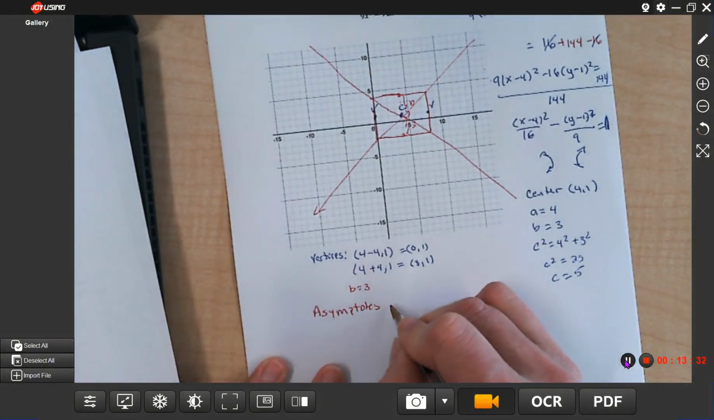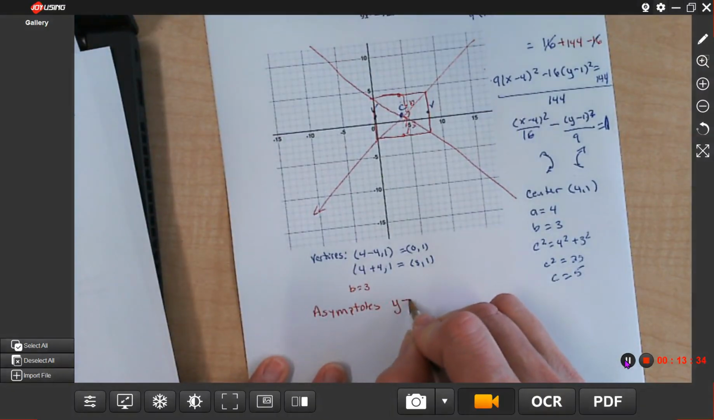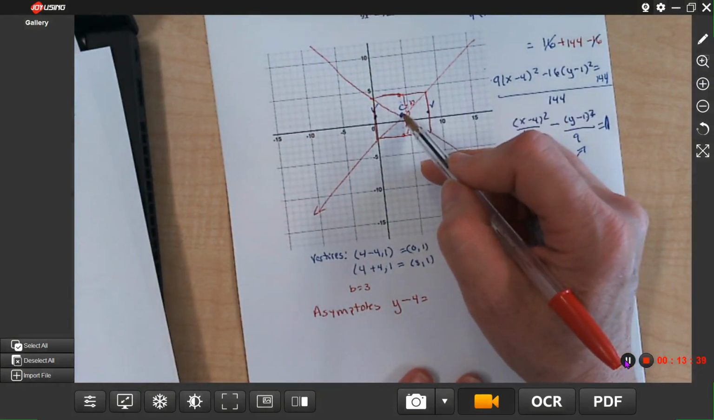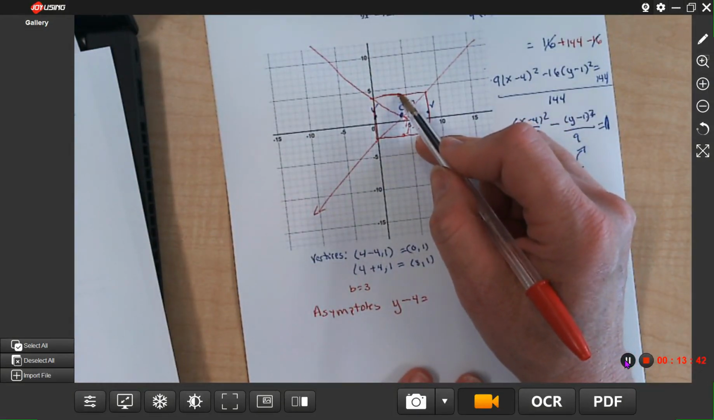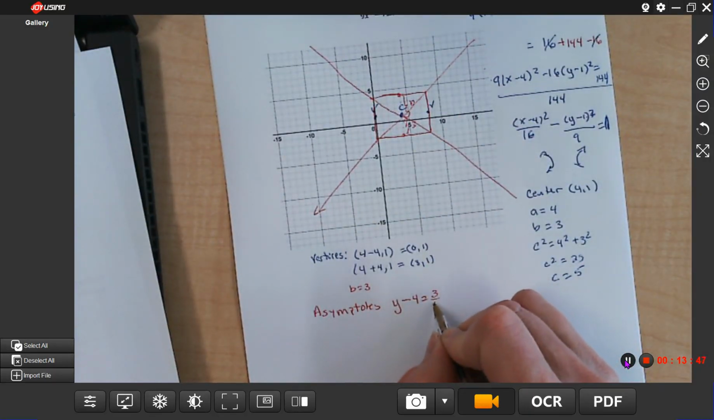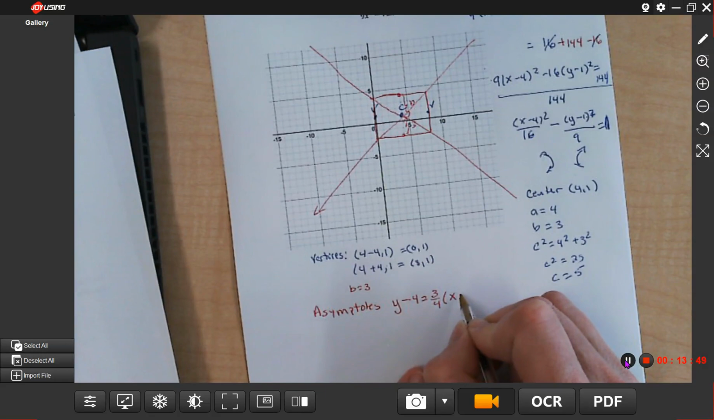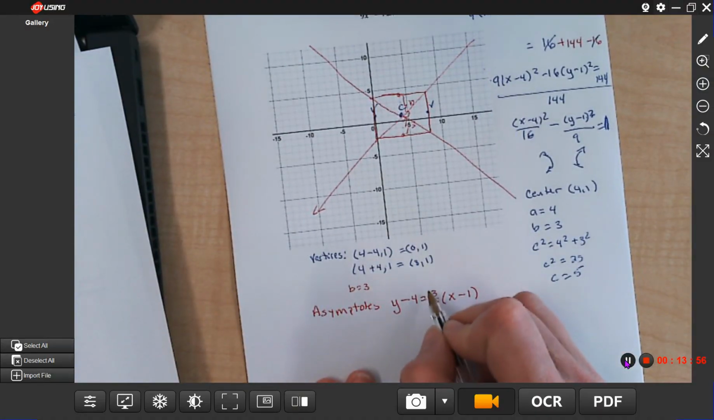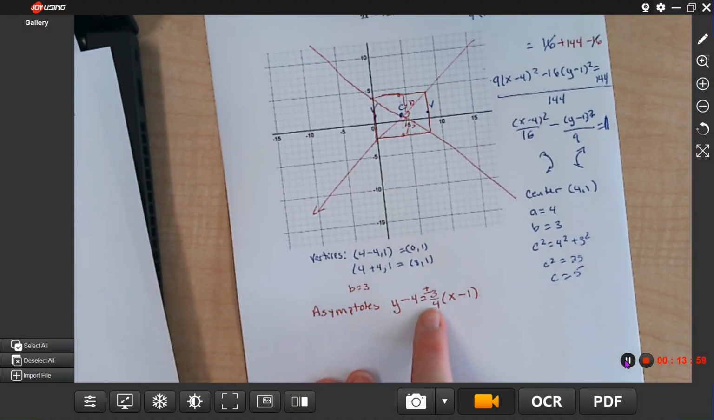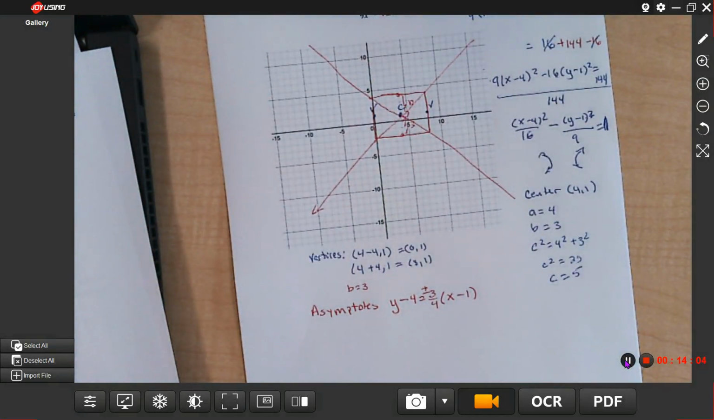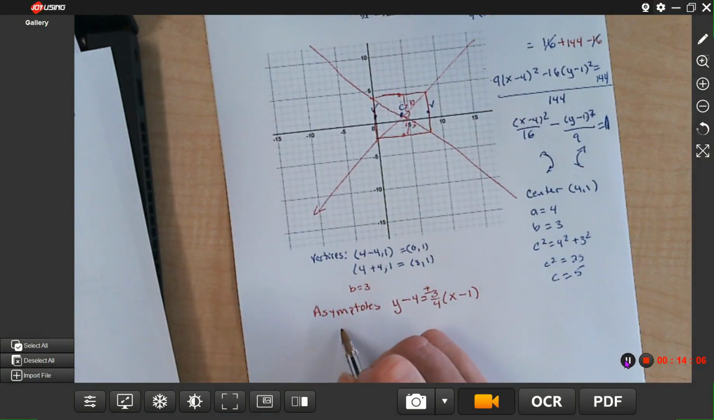Asymptotes. So it's going to be y minus 4 equals, so this goes up 3, right 4. I just forgot what they were. 3 over 4 times x minus 1. And the other one has a negative sign, so I get one where there's positive and one where there's negative. So this would be the positive and this would be the negative slope. The only other thing I need is the foci.